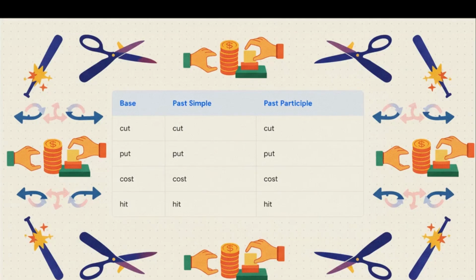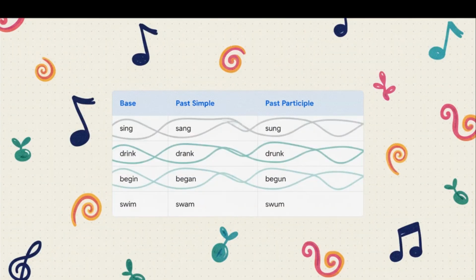Let's start with the easiest group. For these verbs, absolutely nothing changes. Today I cut, yesterday I cut, I have cut. Easy, right? It's the same for put, cost, and hit. This is a great group to learn first because it's such a quick win. Now for a classic pattern, listen to the rhythm of this one. I sing today, yesterday I sang, I have sung many times. It's a beautiful little progression, right? And it works for drink, drank, drunk, begin, began, begun, swim, swam, swum. Once you see it, you can't unsee it.